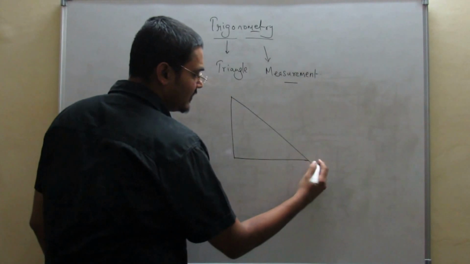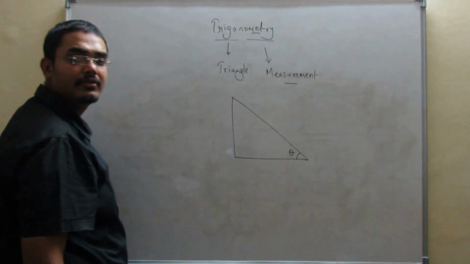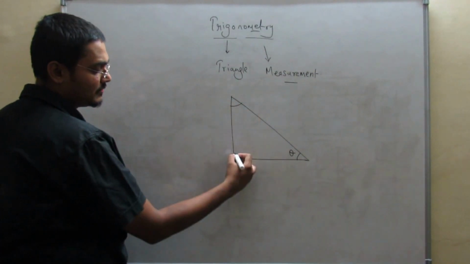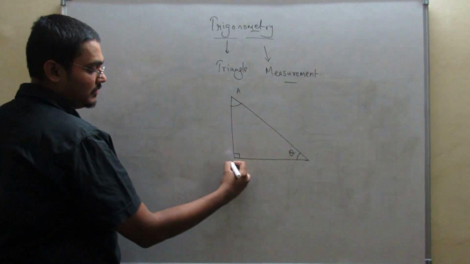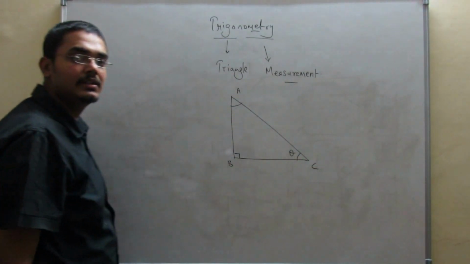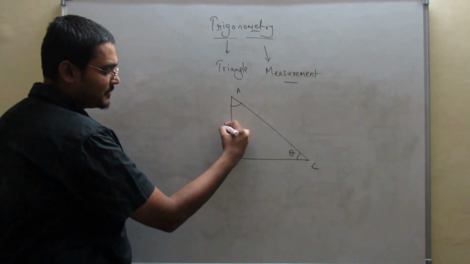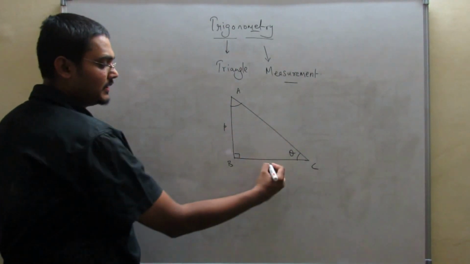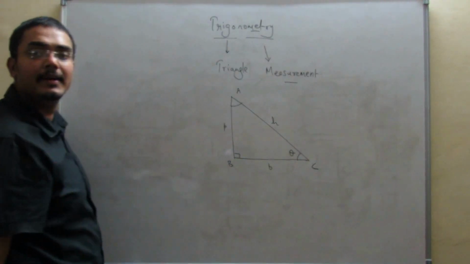Let's have a triangle, a right angle triangle I am considering. Let's have an angle theta. We have three angles here. One angle is this, one is 90 degree and one is theta. A, B, C. So for this theta, I call this as perpendicular, this as base, and this is hypotenuse.